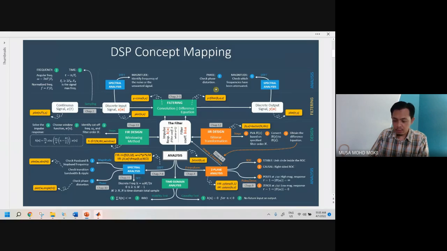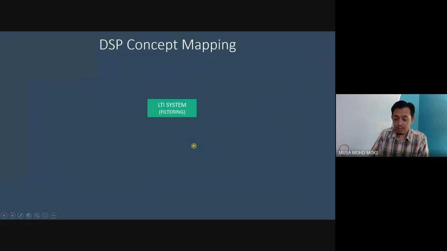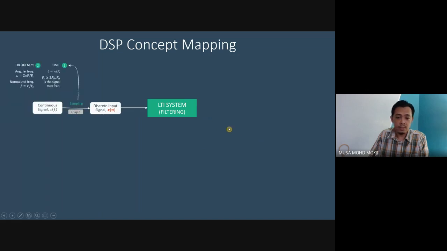Okay, as usual, we have this diagram. We are going to look at it again and again, so that everybody will get the idea of what we are learning, the whole thing for DSP in this course. This is the thing that we are trying to cover, which we call an LTI system, and we are focusing on filtering application.